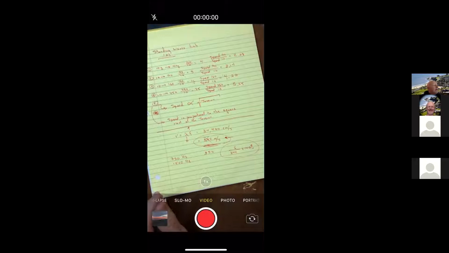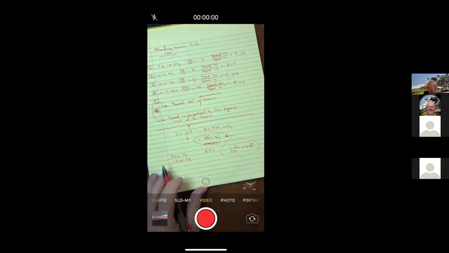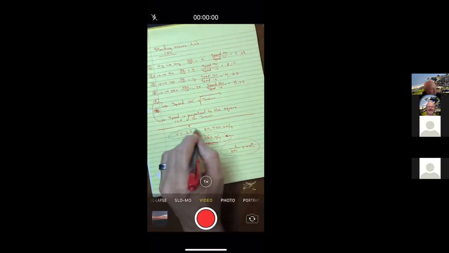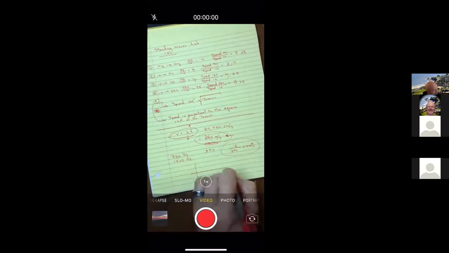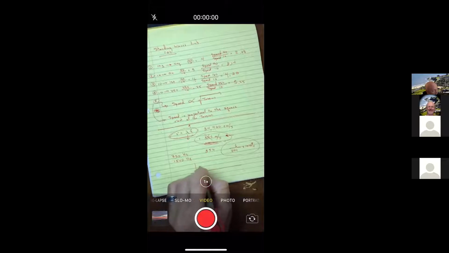Now, the last one just says, what's the relationship between the wavelength, the frequency, and the velocity? That was this. So you could just write that and call it good and say, okay, that's their relationship. And then the last one is to sketch that standing wave. So the standing wave looked something like this.